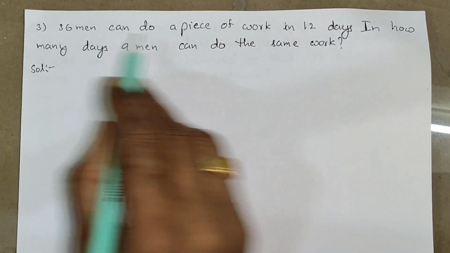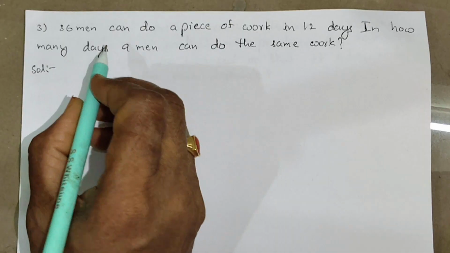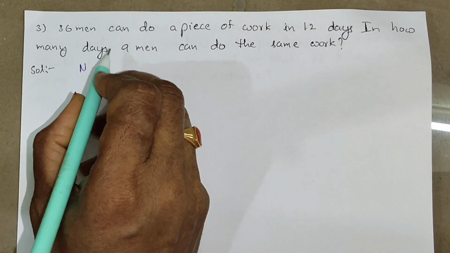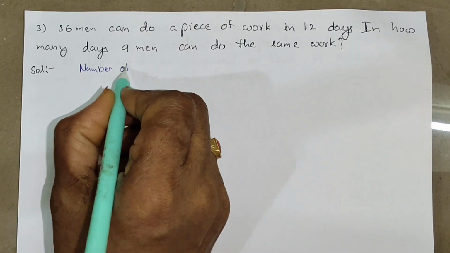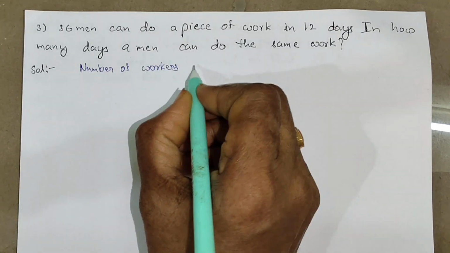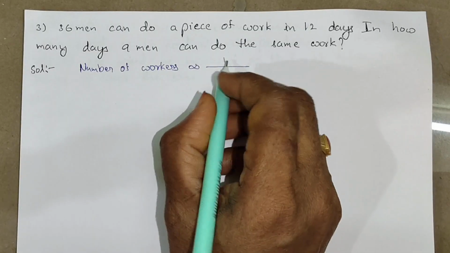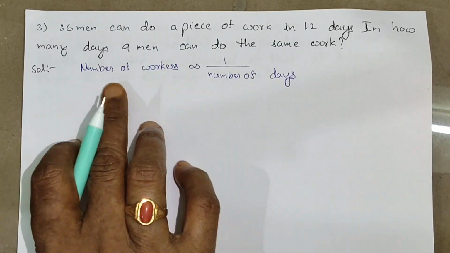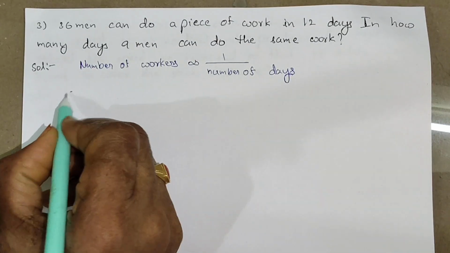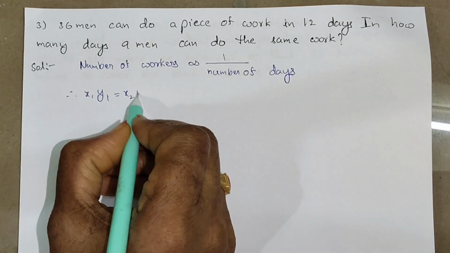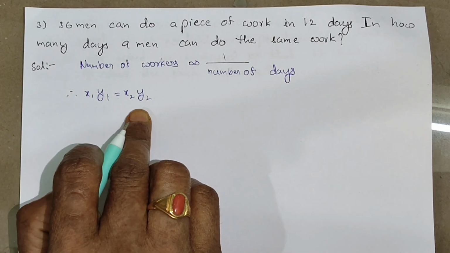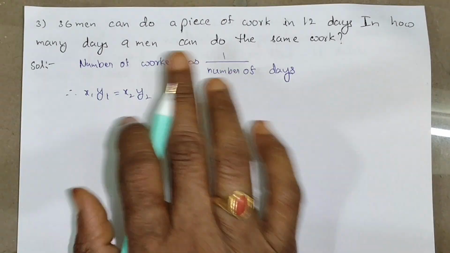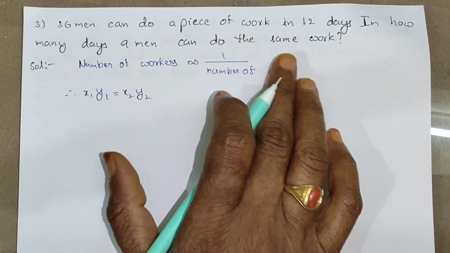Number of workers is inversely proportional to number of days. These two are inversely proportional. So first we write the ratio: x1 y1 is equal to x2 y2 is the ratio of inversely proportional. Here 9 members can do the same work in how many days?